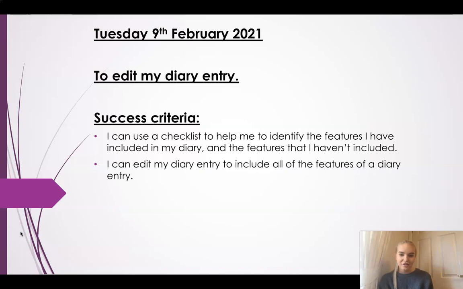In today's lesson, you're going to be editing the diary entries that you wrote yesterday. By the end of this session, you will be able to use a checklist to help you identify the features that you've included in your diary entry and also the features that you haven't included. And then you will be able to edit your diary entry from yesterday to include all of the features of a diary entry and really make it the best that you can make it.